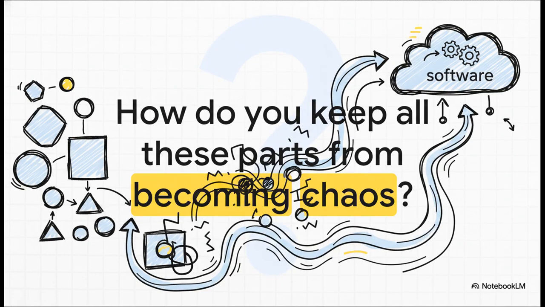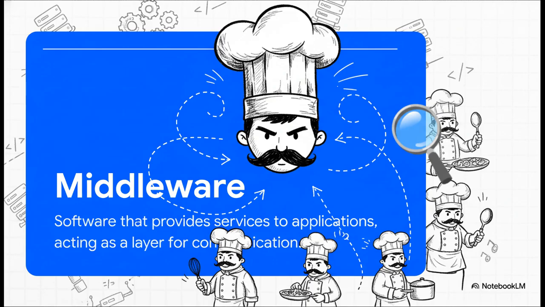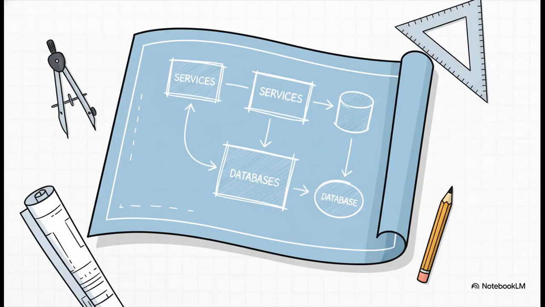So how do you stop all these moving parts from turning into total chaos? Well, that's the trick. It's a crucial piece of software called middleware, kind of like the head chef in a busy kitchen. Now, what's really cool is how these systems are designed using proven, well-established patterns.